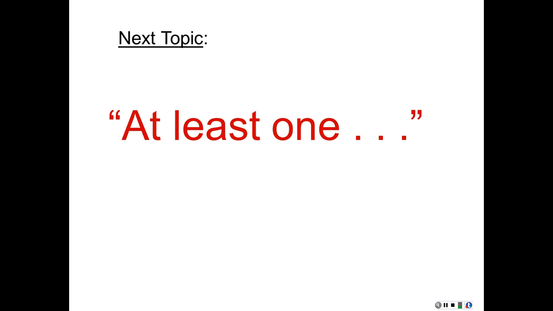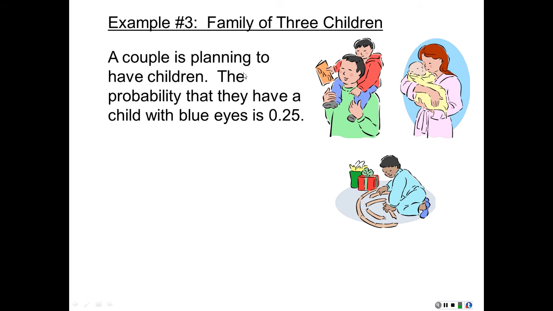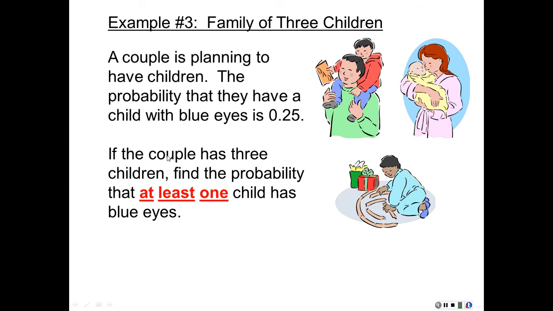Now let's talk about the idea of at least one. At least one, you're using the complement to it. At least one means that you're going to be doing at least 1 or 2 or 3 or 4 or 5 and so on. So it depends on how many you have. Okay? Now, let's talk about this one right here. A couple is planning to have children. The probability that they have a child with blue eyes is 0.25. So now, if the couple has 3 children, find the probability that at least one child has blue eyes.